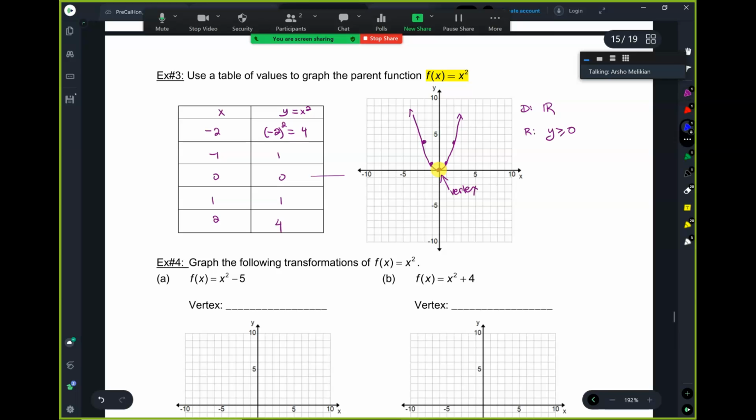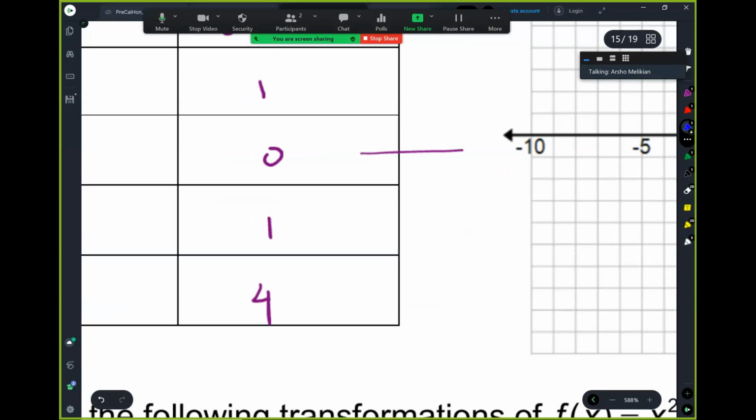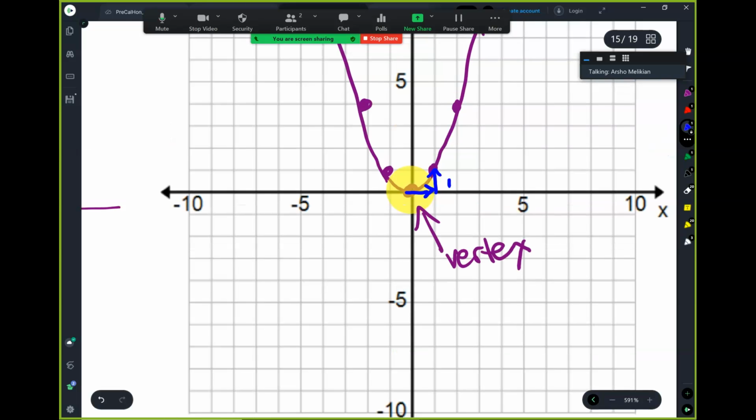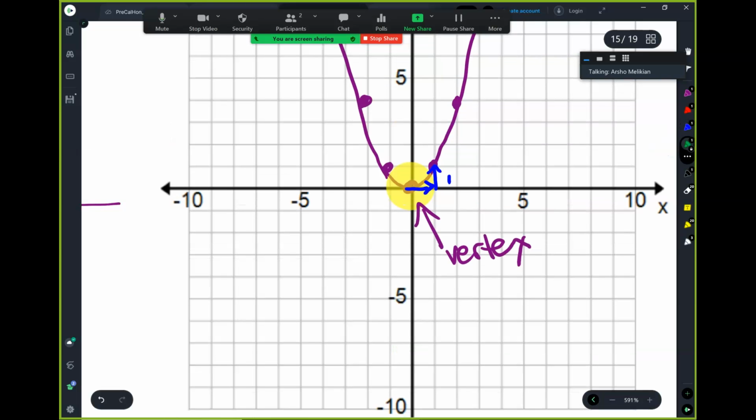What else do you notice here? From the vertex, if you go to the right 1 unit, how much do you go up? 1. Here's how that factors in. If you go over to the right 1 unit from the vertex, you go up that number squared, 1 squared. If from the vertex you go over 2 units, you go up 2 squared, which is 4.